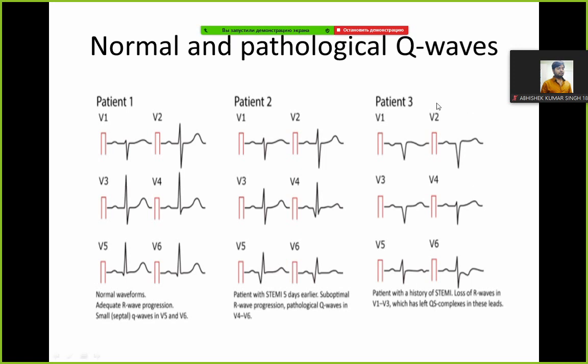And patient number 3, with a history of STEMI, has loss of R wave in V1, V2 and V3, and QS complexes in V1, V2 and V3 chest leads.